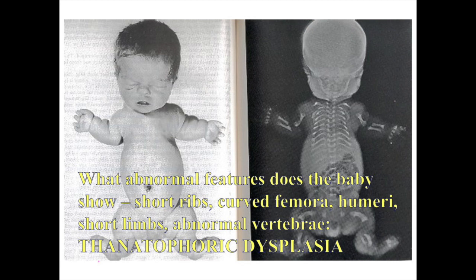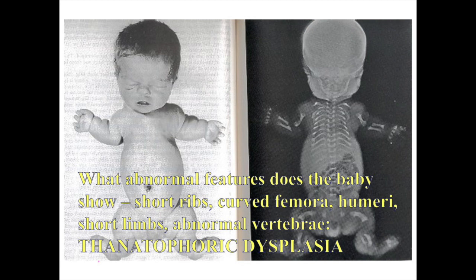The hypoplastic chest is responsible for its death, since the lungs will not grow to sufficient maturity to be capable of respiration. The short limbs show a characteristic curvature. The vertebral bodies are abnormal and U-shaped. This is a variety of thanatophoric dysplasia.